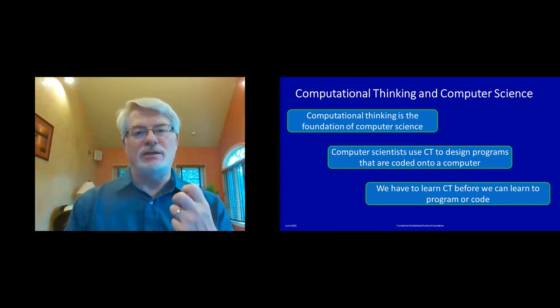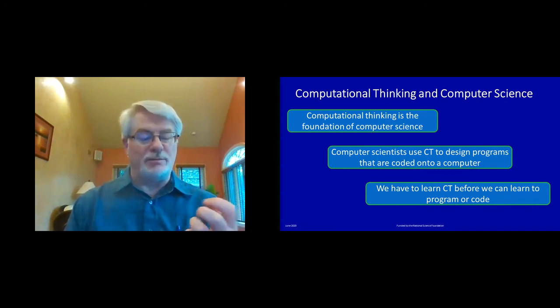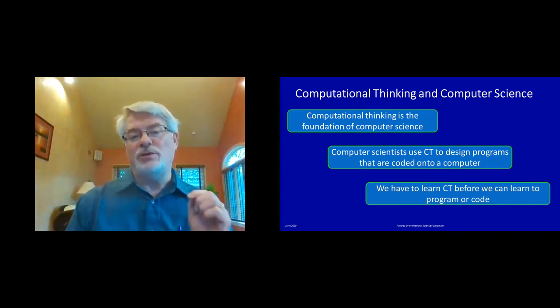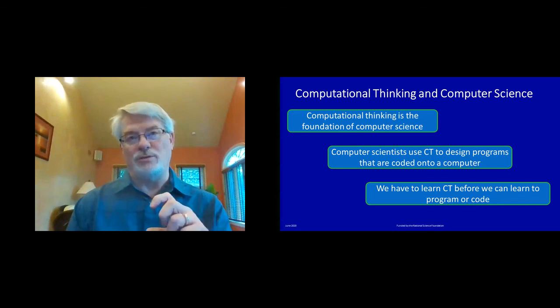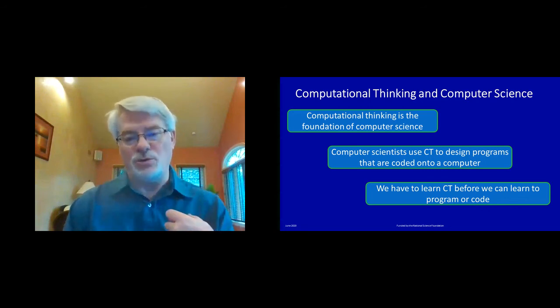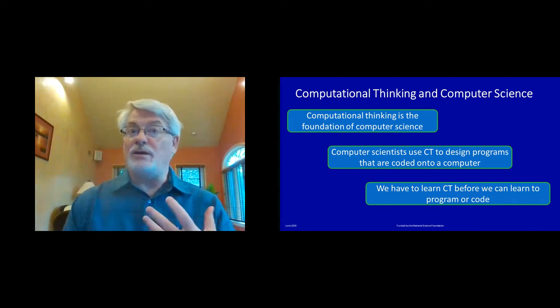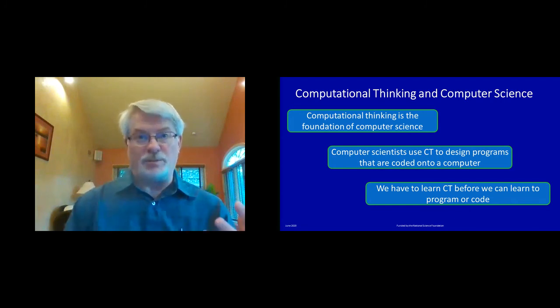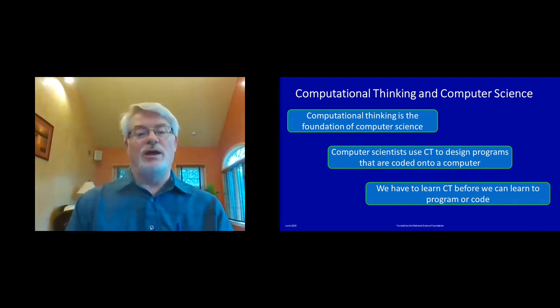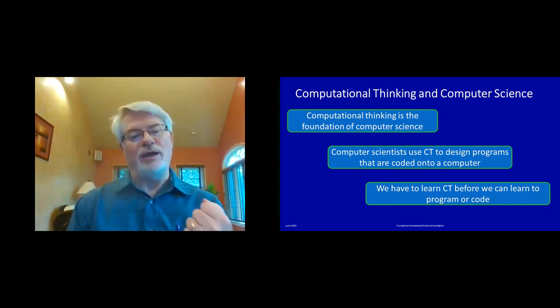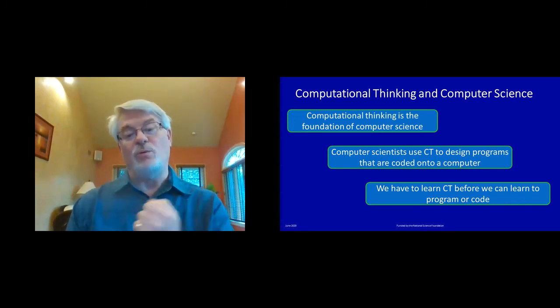That's the beginning point. And it turns out that computer scientists or programmers in general are using computational thinking to design programs that we then code onto a computer. Other uses of computational thinking may not involve a computer, but computer scientists usually do. And it's important. We have to learn computational thinking before we can learn to program or code.